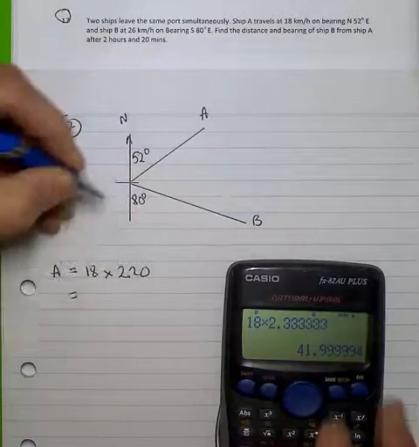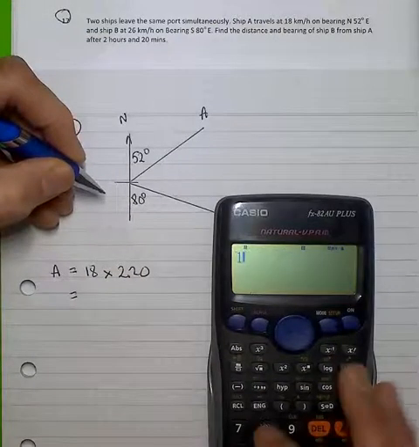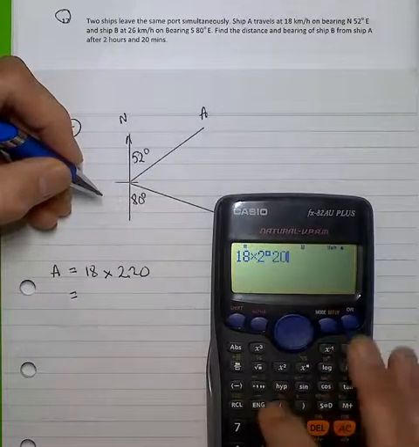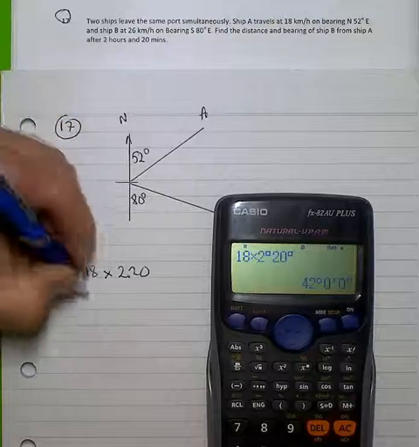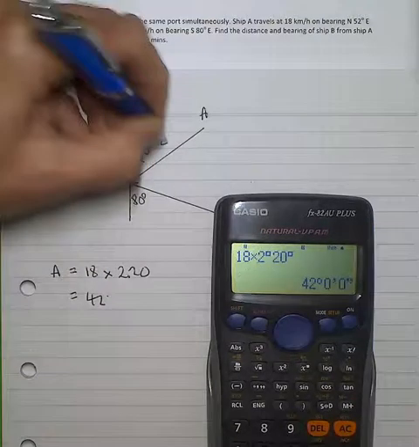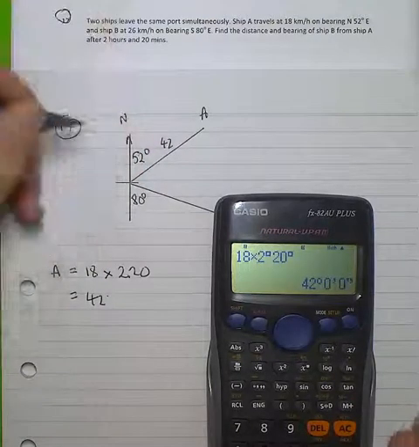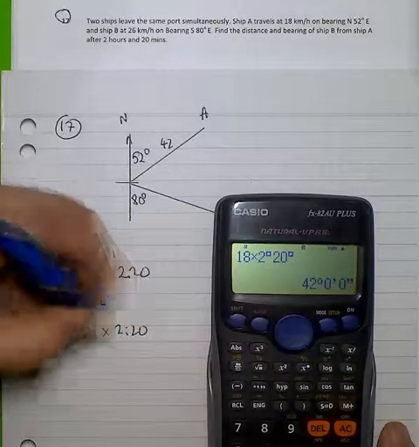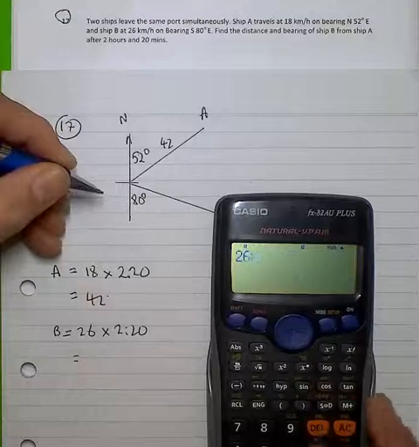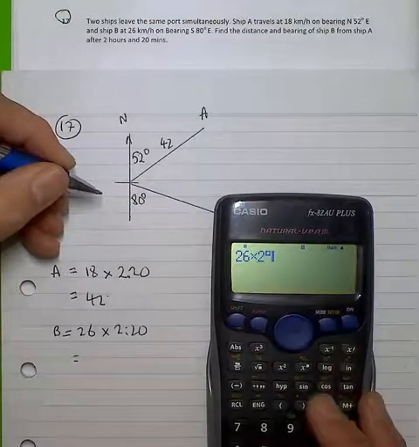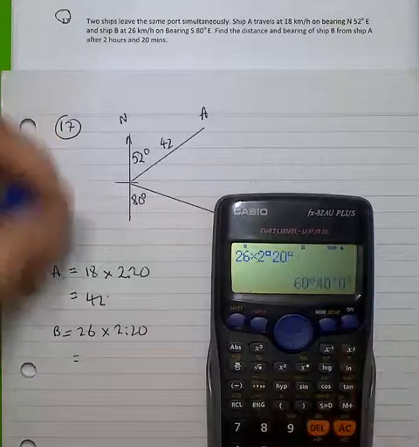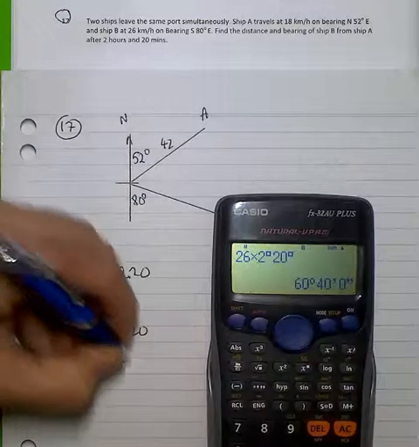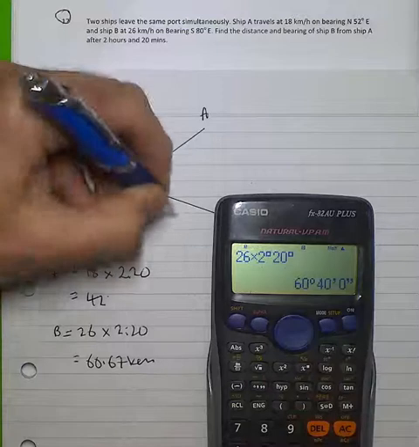We can do that on our calculator like so. Going to make use of the degrees and minutes. Very handy, particularly later on in this course. 42 kilometres. And we'll look at B, which is going to be at 26 kilometres an hour for 2 hours 20 minutes, and I get 60.67 kilometres. I'll put those down.